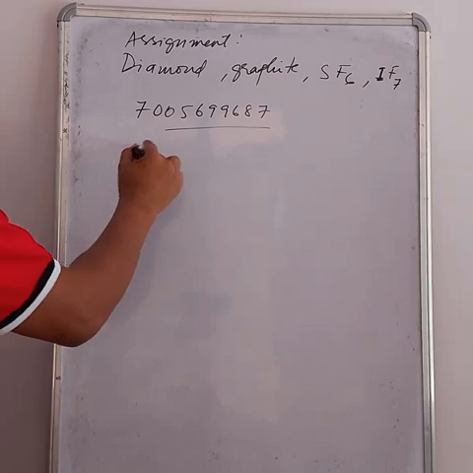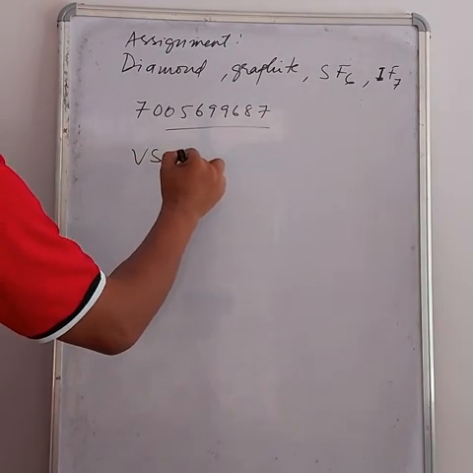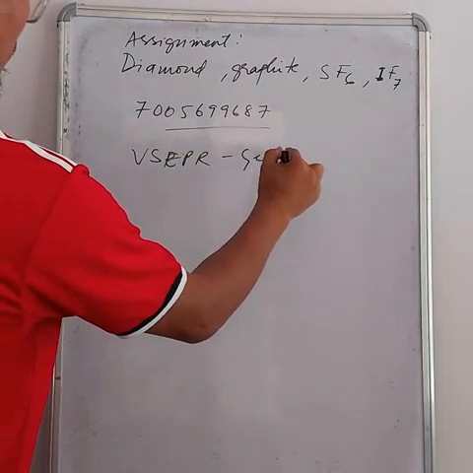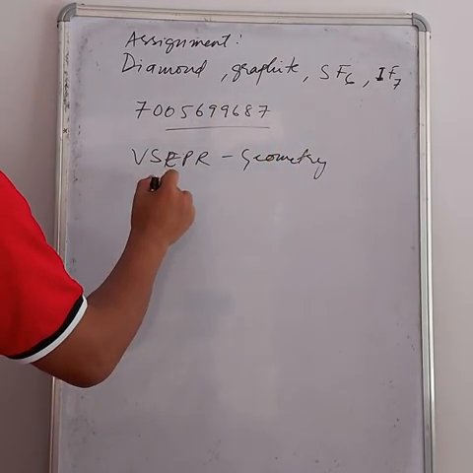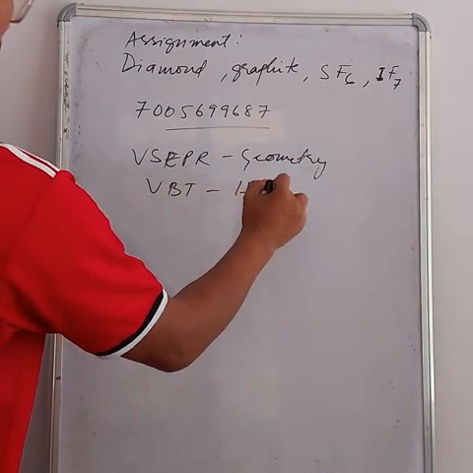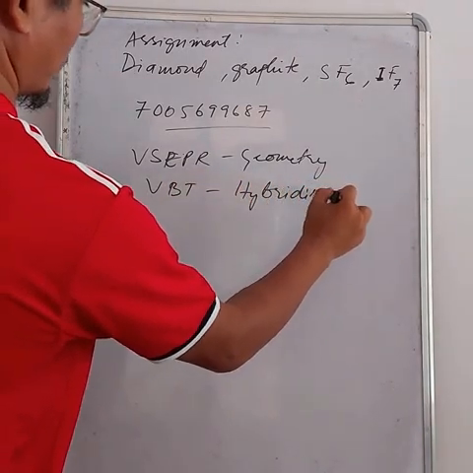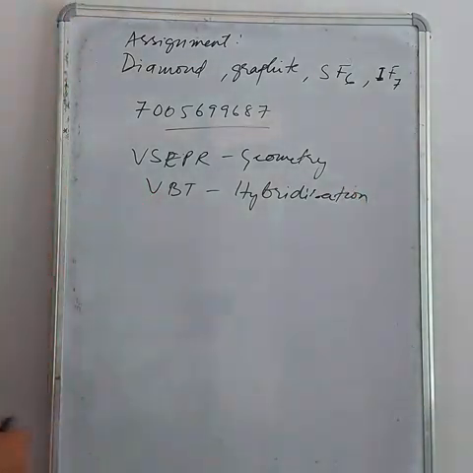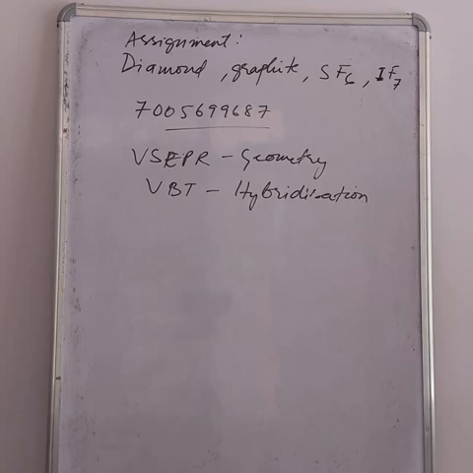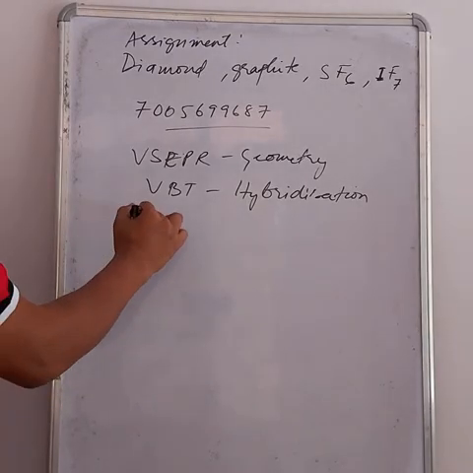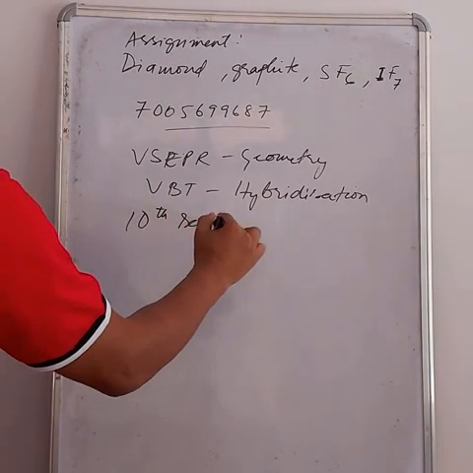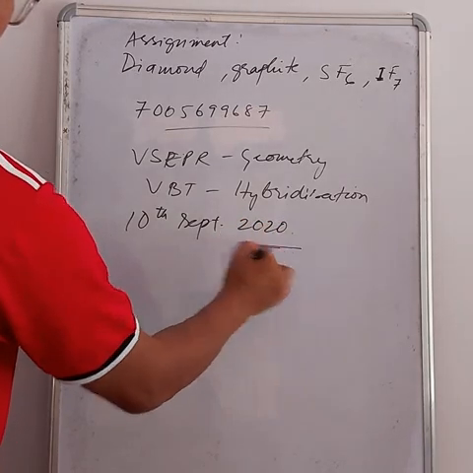You have to use VSEPR to predict the geometry, and then by using valence bond theory, you have to predict the hybridization of the complexes. So you have to submit it by 10th of September 2020.